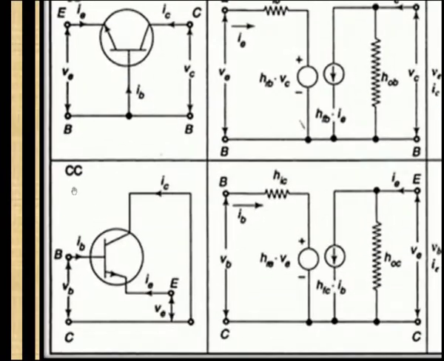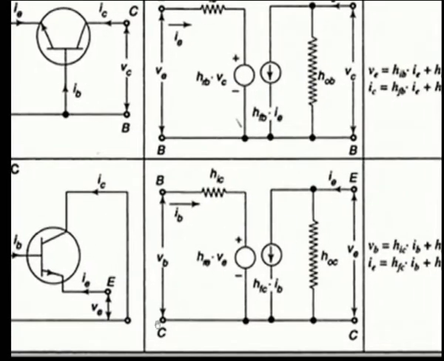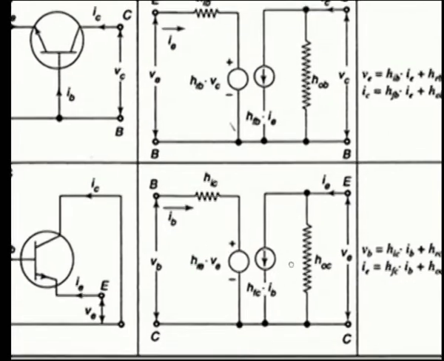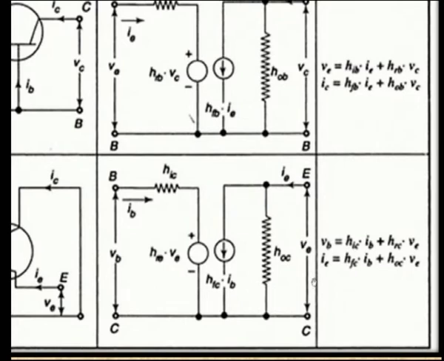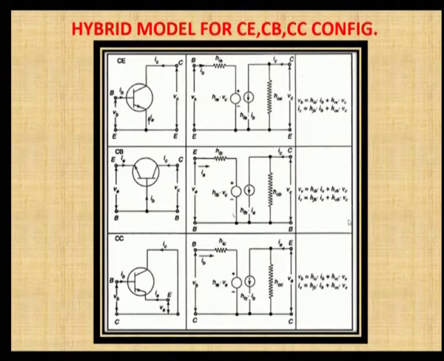And for common collector, you know that the base is the input, and you have to take the output across the emitter, and collector is common. So, the common terminal you can mention as C, base is input and emitter is output. So, everything is changed according to the configuration of the transistor. This is the hybrid model for all the configurations of the transistor.